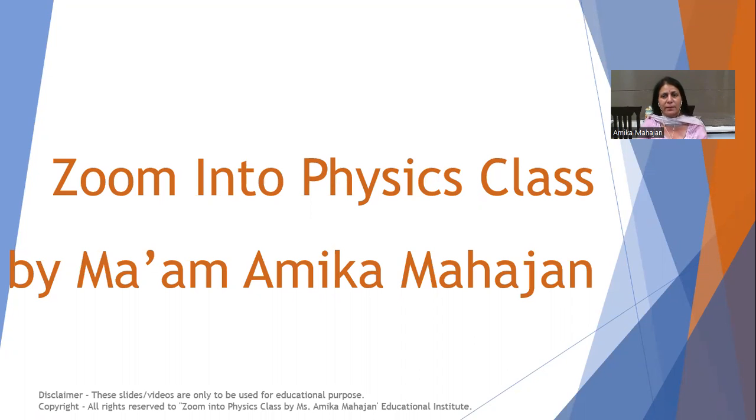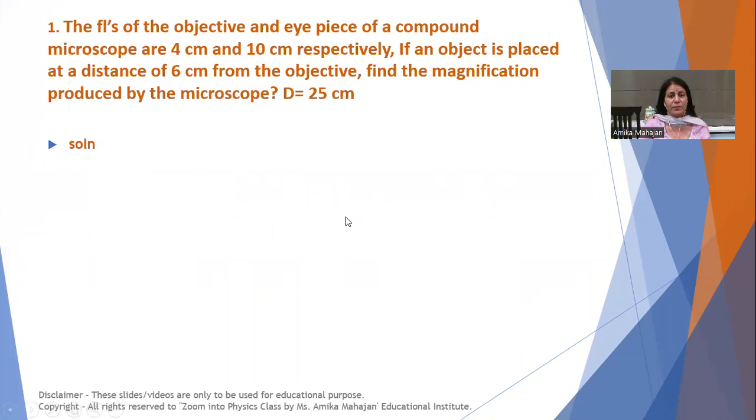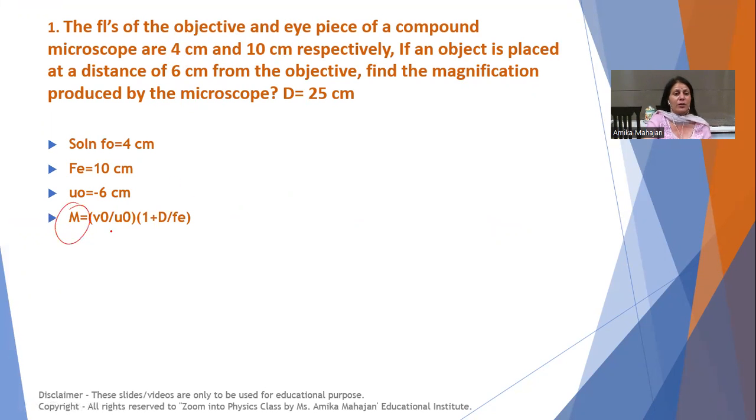Welcome to my channel. This video is based on numericals from optics of class 12. First question. In case of compound microscope, two focal lengths are given and distance of object from objective is given. After noting down parameters, note down the formula used for magnification. V naught by U naught into 1 plus D by Fe.